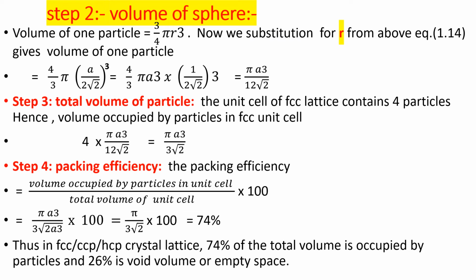This means that in an FCC, CCP or HCP crystal lattice, 74% of the total volume is occupied by particles and 26% is void space, or void volume, or empty space. Okay, next part.